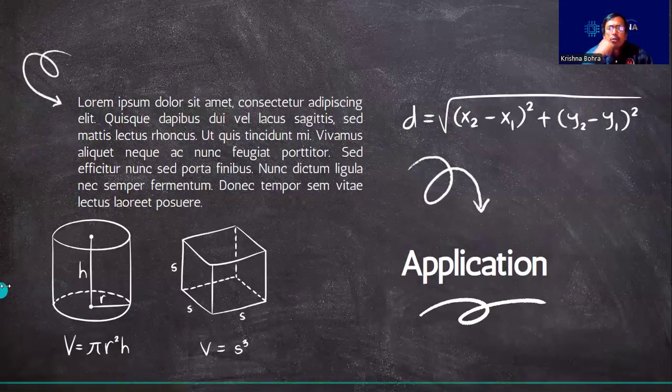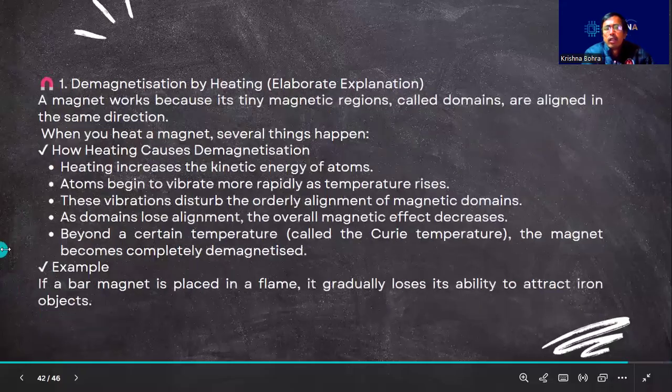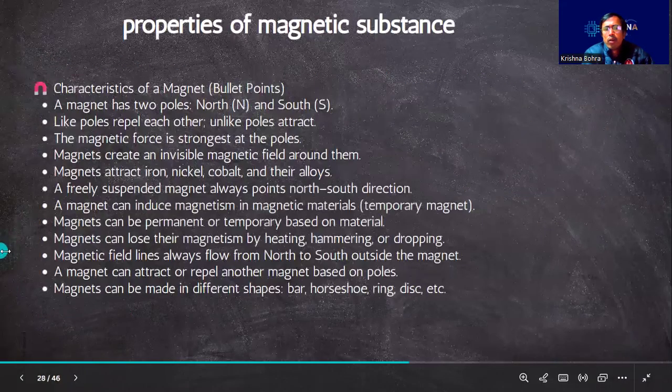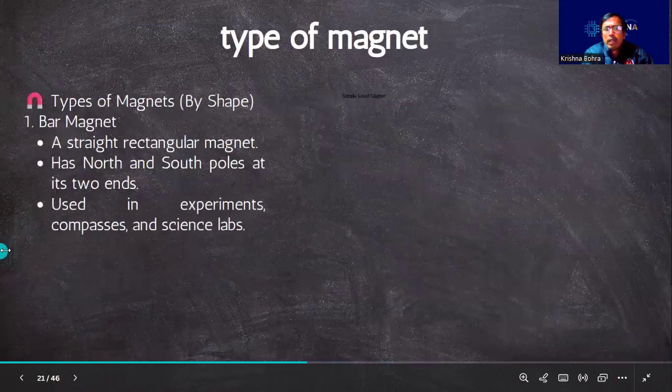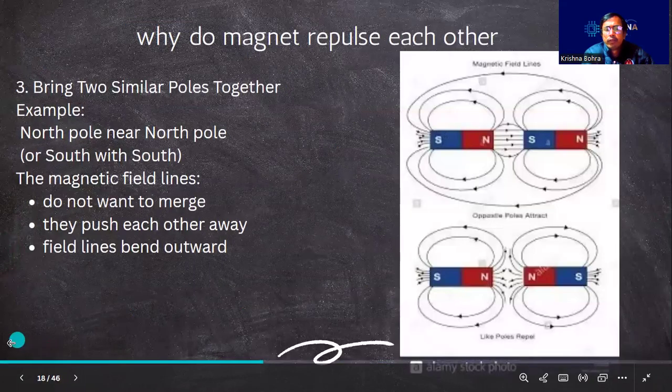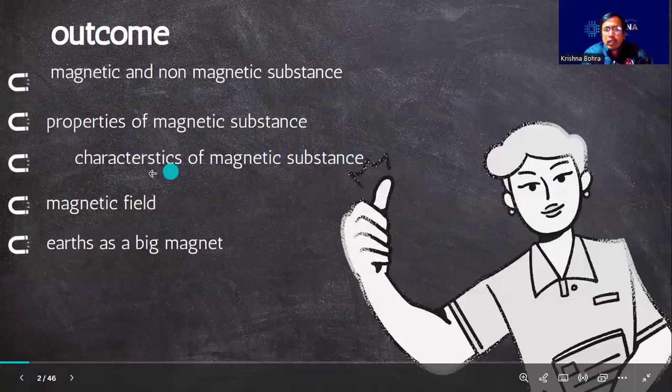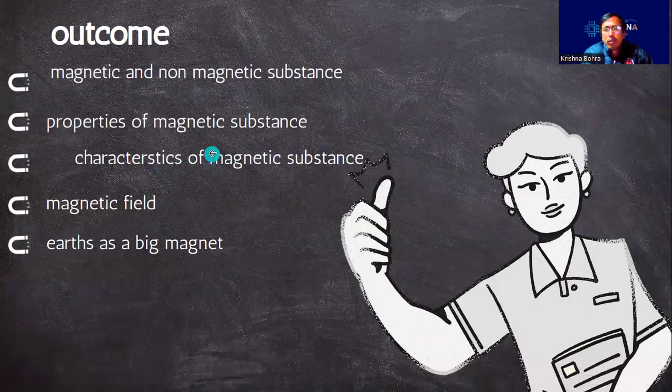So we have understood what a magnet is, and what material a magnet is made of. Why do magnets attract? Characteristics, magnetic field and magnetic field lines of a magnet. Electromagnets. Earth is a big magnet, and the methods of demagnetizing any substances.